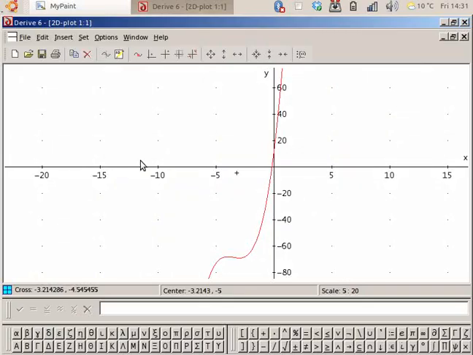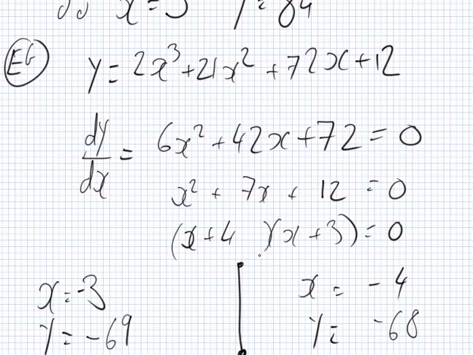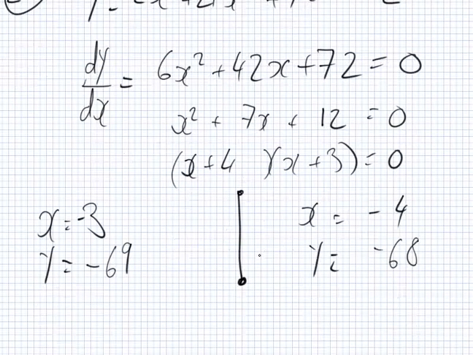Close enough. So you can see there you've got your two little turning points. Anyways, what were they? So you can see they're both negative numbers. So the first one was minus 3 and minus 69, and then the second one is minus 4 and minus 68.